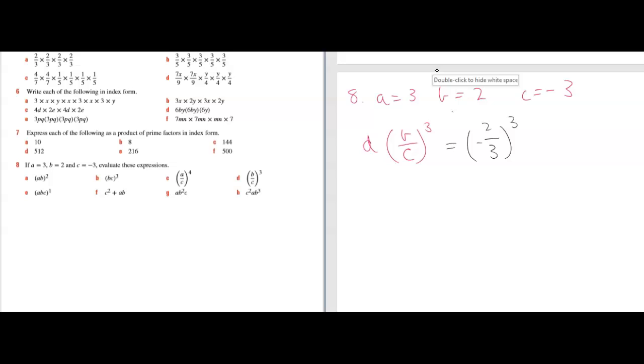Now it says evaluate these expressions. So I'm just going to check if we have to do that any further. I'm wondering if this was a calculator question. Okay, so it's just interesting that they are getting you to use one of the index laws and we haven't even done it yet. Okay, so if you're taking a fraction to a power, you take the numerator to that power and the denominator to that power.